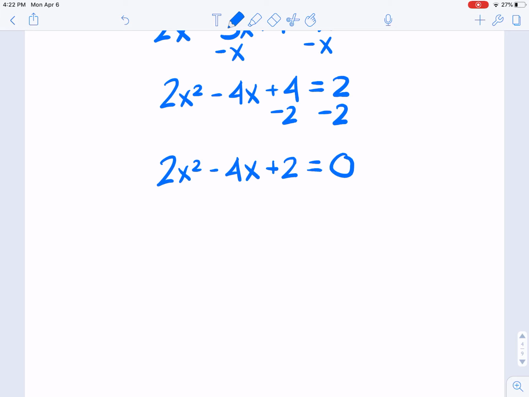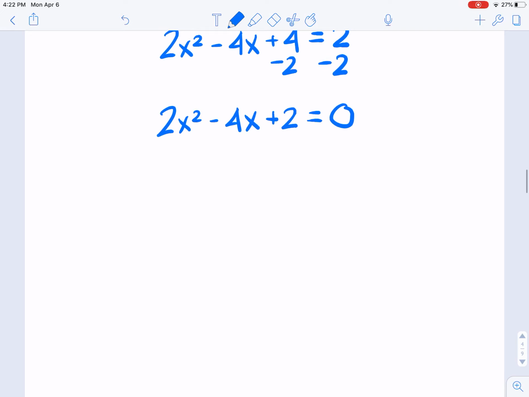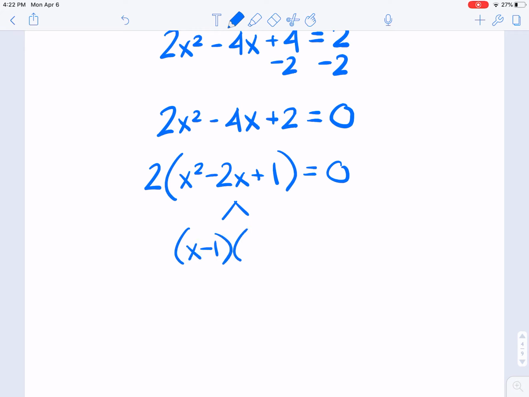Okay, I am in the mood to factor. So that's what I'm going to do. So I'm going to factor out a 2. So I have x squared minus 2x plus 1. From here, this is going to factor to become x minus 1 and x minus 1.